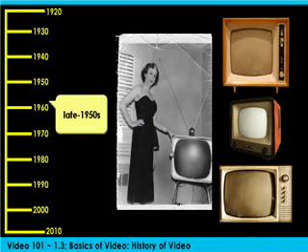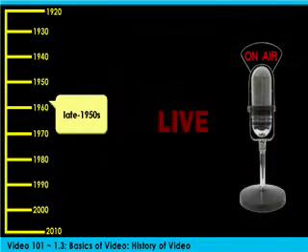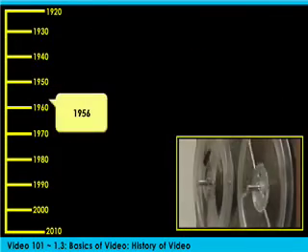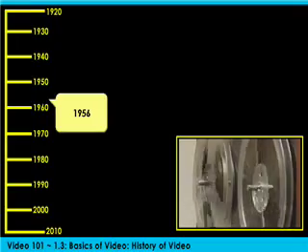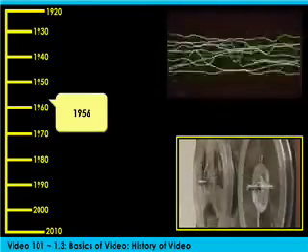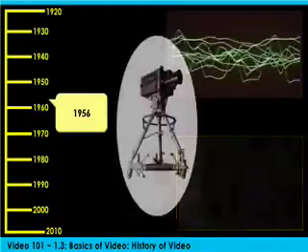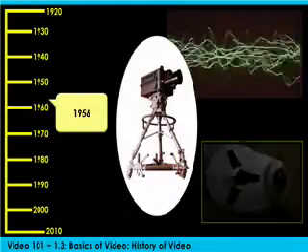In the early days, television shows were broadcast live because there was no way of pre-recording. Then in 1956, a reel-to-reel videotape recorder became commercially available and made it possible to record the video and audio signals generated by a television camera onto magnetic tape.